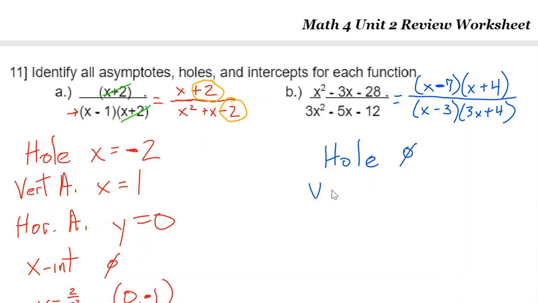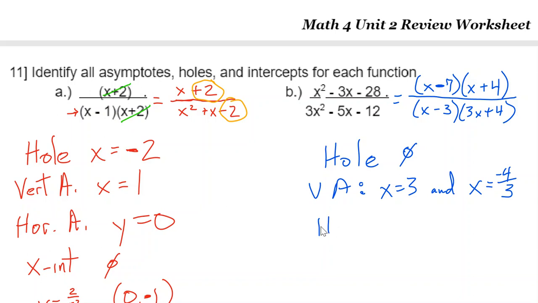Vertical asymptote, I'm going to have 2 of them. I'm going to have x equals 3. And remember when we solved this and we got x equals -4/3? That's literally what you would be doing, is setting it equal to 0 and solving for x, and that's what it's going to be.